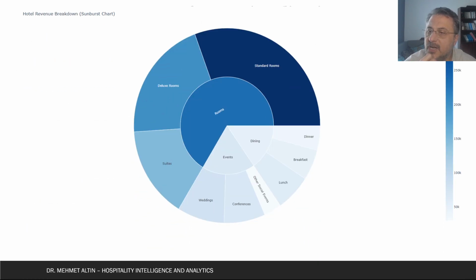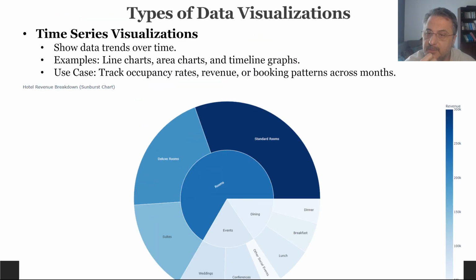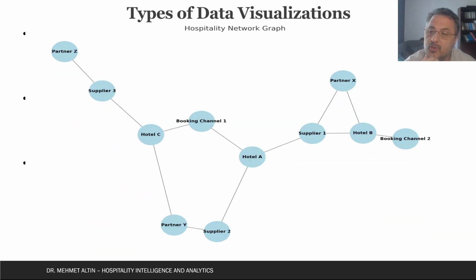Hierarchical visualizations are perfect for showing data with multiple levels. Tree maps or sunburst charts allow you to drill down into details. For instance, a tree map can show how total hotel revenue is broken down by rooms, dining, and events in this example. Now, network visualizations are great for mapping relationships.